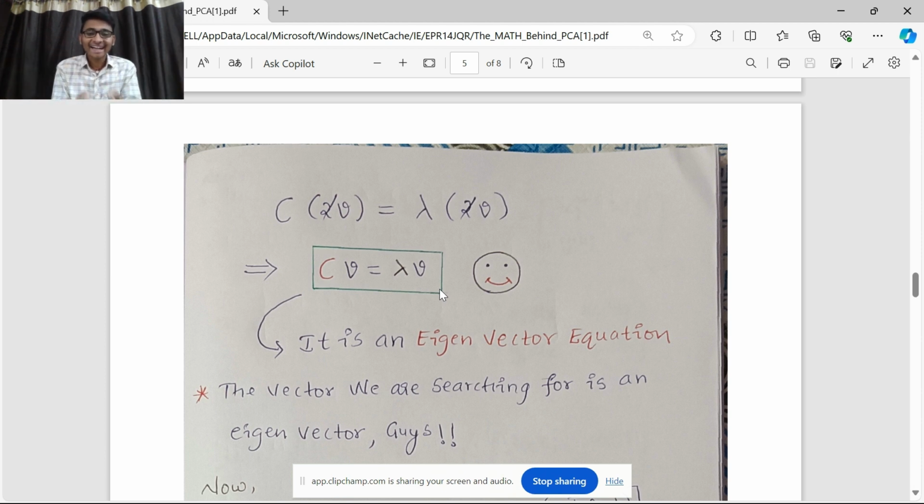Now, the eigenvalue eigenvector equation we derived, guys: C into v is equal to lambda into v. C is our linear transformation. We are applying it on a vector v, and we are able to get a lambda, a scalar, such that multiplying this scalar with this vector is the same as applying the linear transformation on this vector. It is nothing but the eigenvalue eigenvector equation.